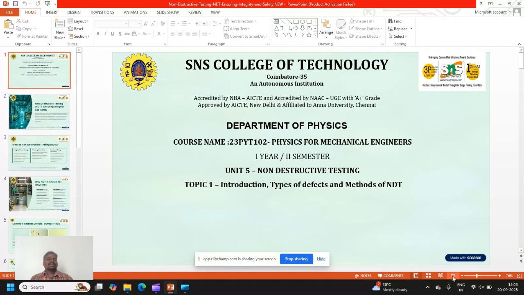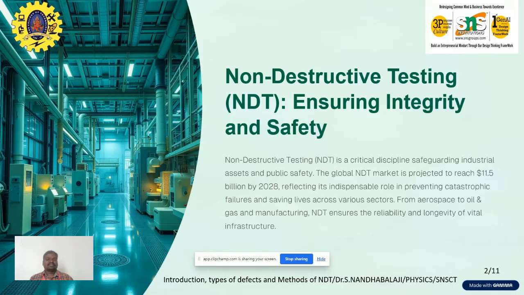The global NDT market is projected to reach 11.5 billion by 2028, reflecting its indispensable role in preventing catastrophic failures and saving lives across various sectors from aerospace to oil and gas and manufacturing. NDT ensures the reliability and longevity of vital infrastructures. And what is non-destructive testing?